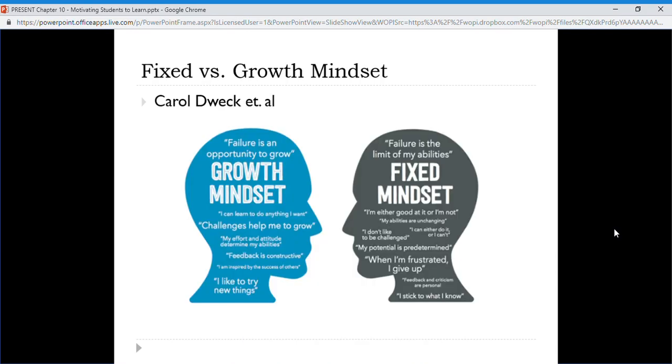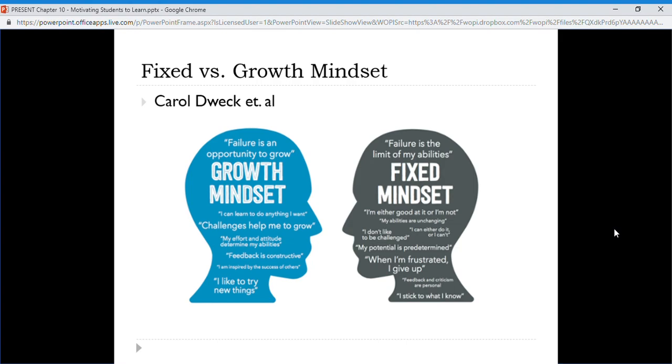We're going to talk about several different theories of motivation, but first we're going to talk about Carol Dweck and her work that she's done on fixed and growth mindset. So this information is not covered in your textbook, but I think it's really important to bring up because it really rings true to me, and I feel like it'll really ring true to you guys when you think about your current students or future students, or even just the people you know in your life.